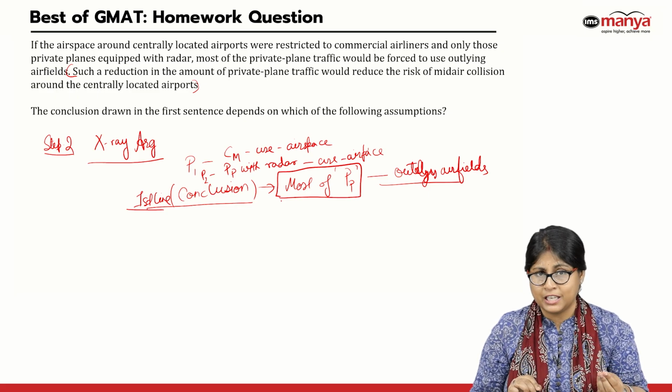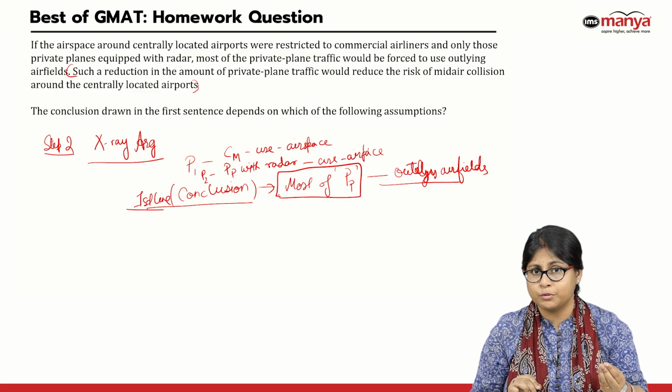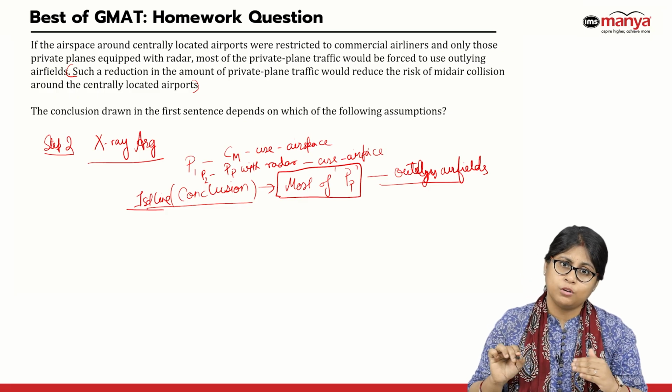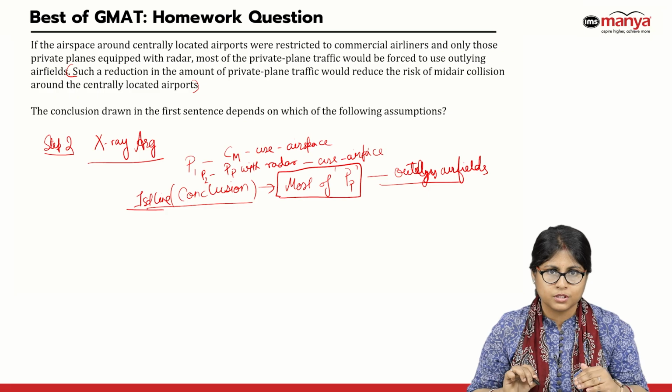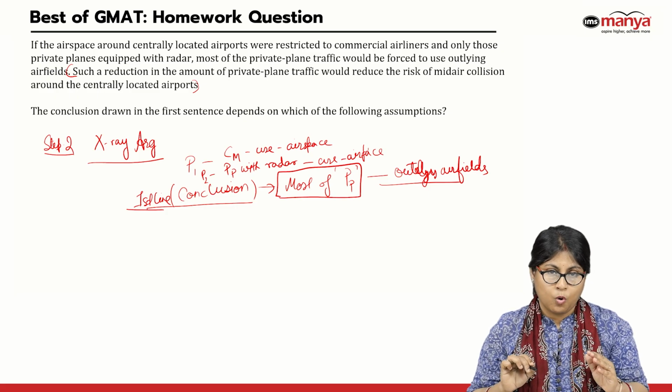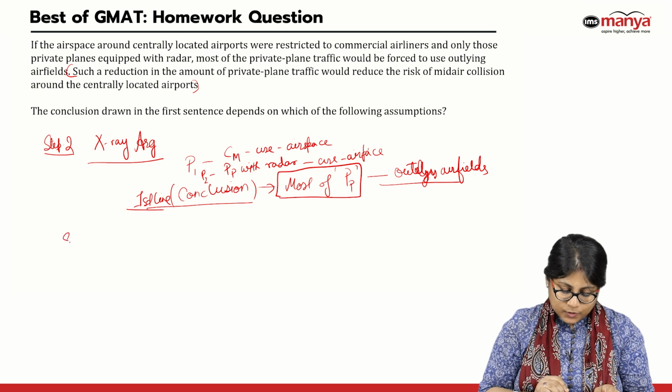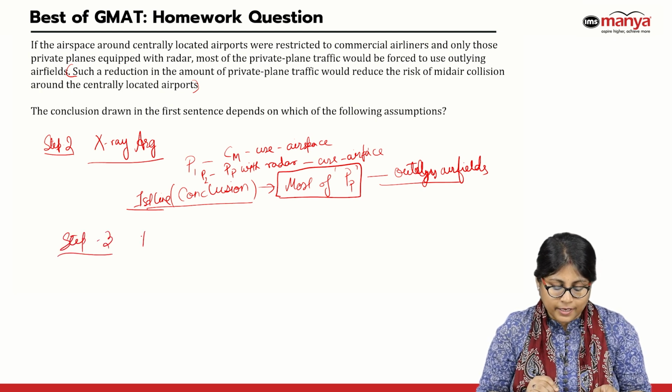If I have to believe the conclusion, if the conclusion has to be true, that most of the private airplanes will now be using outlying airfields, that they would not be able to use the airspace, what exactly did I assume? This is where we think through what exactly the gap is and we try to frame a shadow answer.